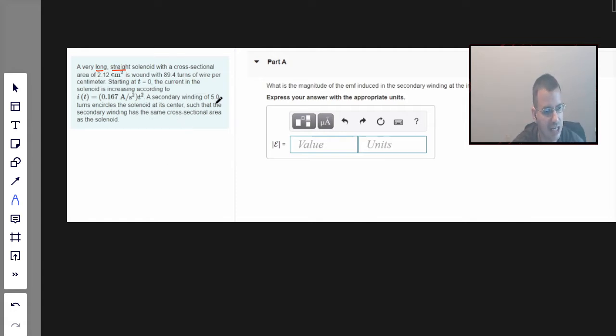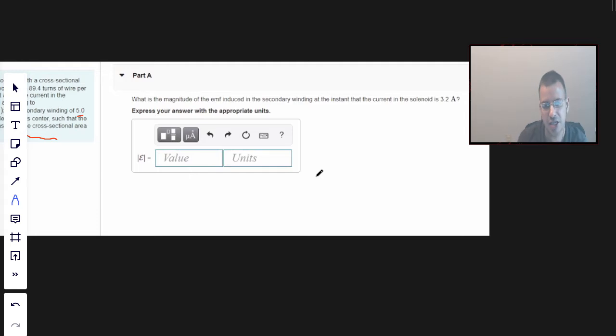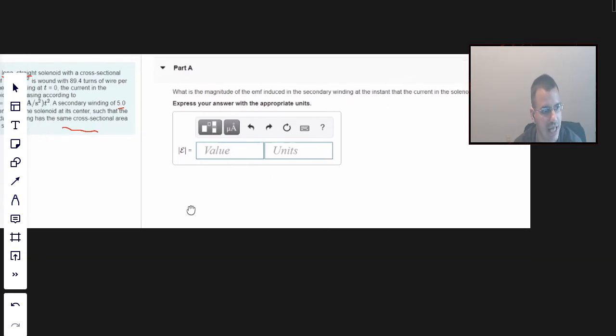A secondary winding of 5 turns encircles the solenoid at its center such that the secondary winding has the same cross-sectional area as the solenoid. What is the magnitude of the EMF? Electromotive force, i.e. voltage, same thing. In the secondary winding at the instant that the current is at 3.2 amps. Okay, so there's a lot of data here.